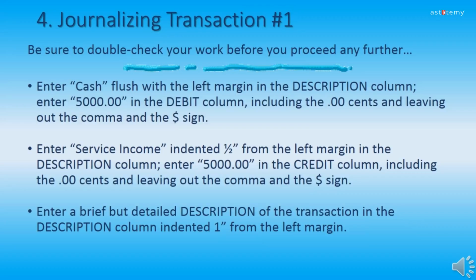Enter $5,000 in the debit column, including the 0 cents and leaving out the comma and the dollar sign. Right below that, in the next line, you're going to enter service income, indented 1/2 inch from the left margin in the description column. Enter $5,000 in the credit column, including the 0 cents and leaving out the comma and the dollar sign. Finally, after that line, you're going to enter a brief but detailed description of the transaction in the description column, indented 1 inch from the left margin.